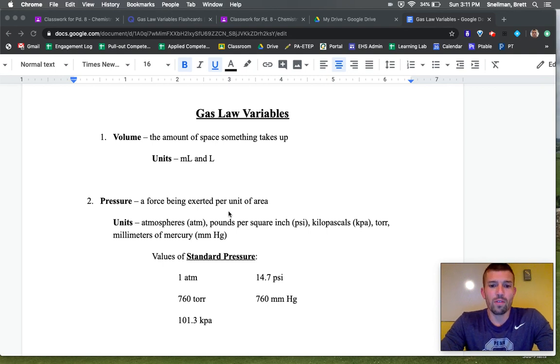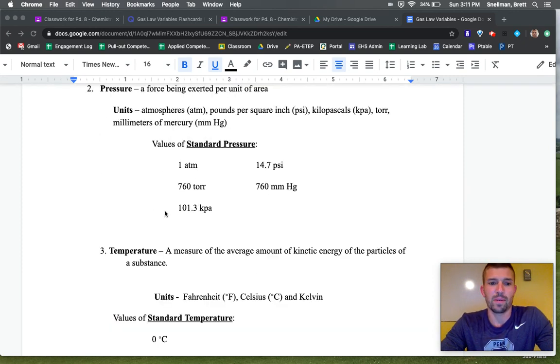What do I want you to know from this? Basically that these are your standard units of pressure right here, okay? And that pressure is the amount of force being exerted, okay?